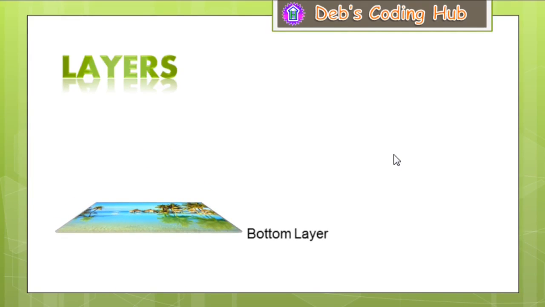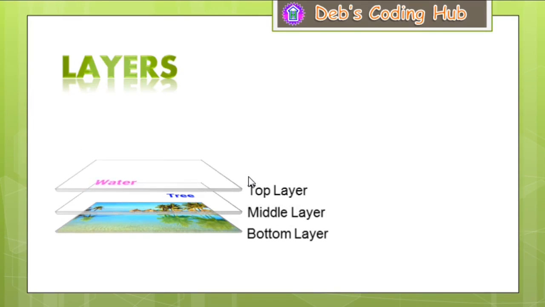Here in this Photoshop document, we have three layers. First one is the bottommost layer. And here we have kept a picture. The next layer is a transparent layer where only tree is written. It is the middle layer. And the last layer, which is on top, is another transparent layer where water is written.